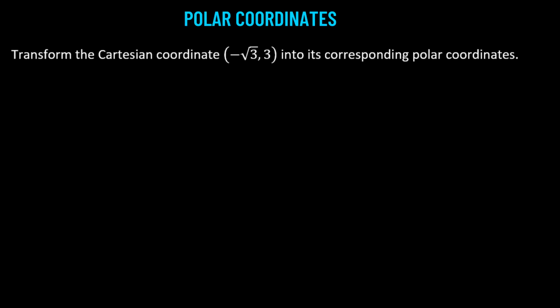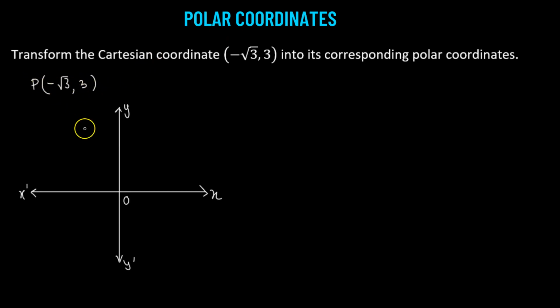In this problem, we need to transform the given Cartesian coordinate (−√3, 3) into its corresponding polar coordinate. So let us begin. First, we'll try to plot this on a Cartesian plane. Here we have a Cartesian plane with the x and y axes. So let's try to plot this point.